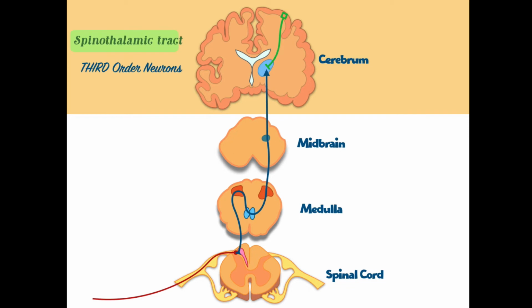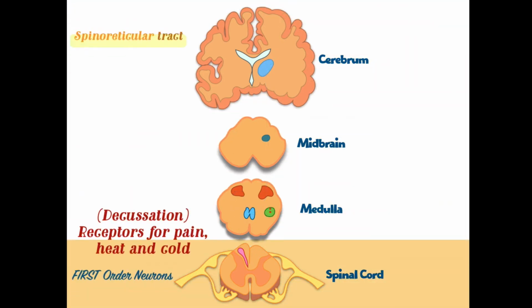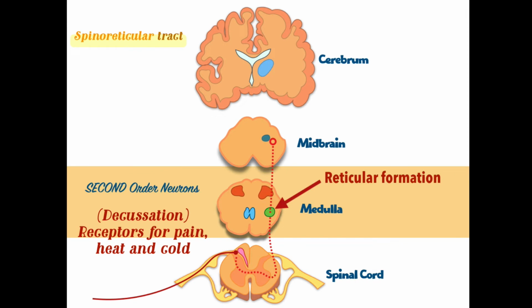Okay, all right, so let's look at the next one, which is spinal reticular. The first order neuron, again, is in the peripheral nervous system. These are sensations for pain and heat and cold. Now this one differs from the other in that it decussates at the spinal cord itself, and then it travels up the contralateral side. And now we're in the brainstem, right? So we have an interneuron at the spinal cord, and then it travels up a different path, ending at the midbrain, or at the reticular formation.